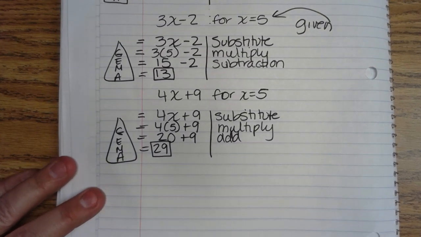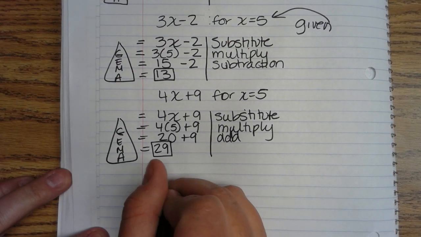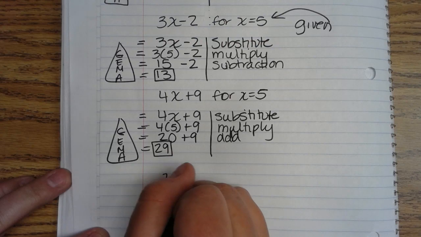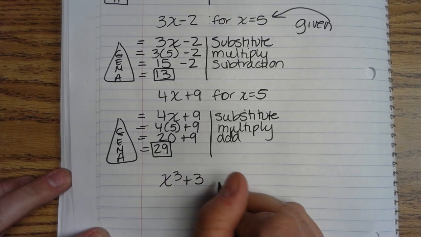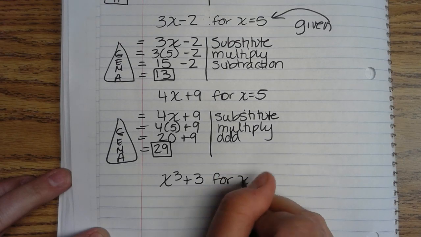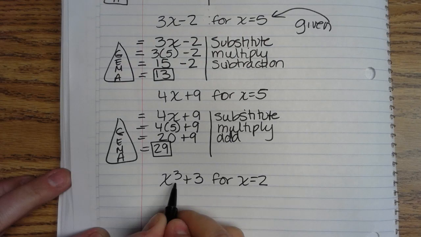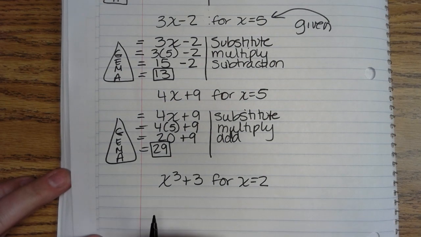Our last problem that we're going to fit on this page is x cubed plus 3. So now we're getting into exponents for x equals 2. So that's an exponent because it's raised up. If you were to type this out on a computer, you would call this superscript. See what happens when you type something and you do superscript.